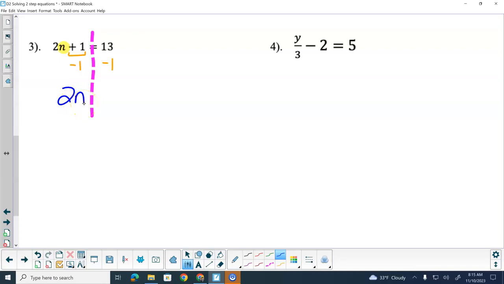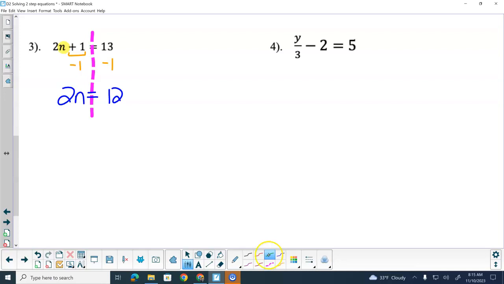All right? And that's going to equal, what's the right side? What's 13 minus 1? 12. So that's going to equal 12. Okay? Now, yesterday, that would have been done. We would have been done. Right? Because we only had one step solving. But today, we still don't have our variable all by its lonesome. It needs to be all by itself. So we still got this 2 attached to it.